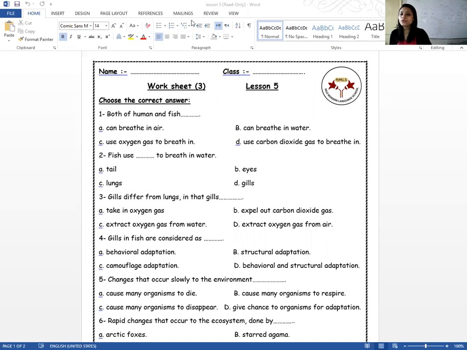Number 1, both human and fish use oxygen gas to breathe. Number 2, fish use gills to breathe in the water.